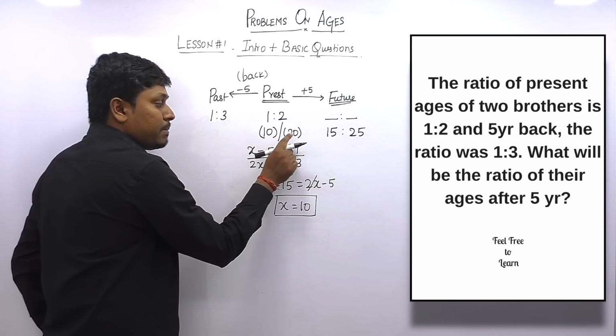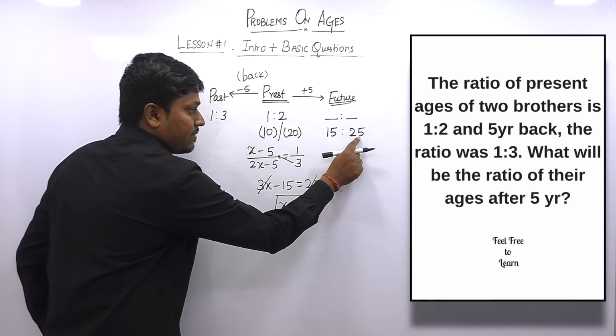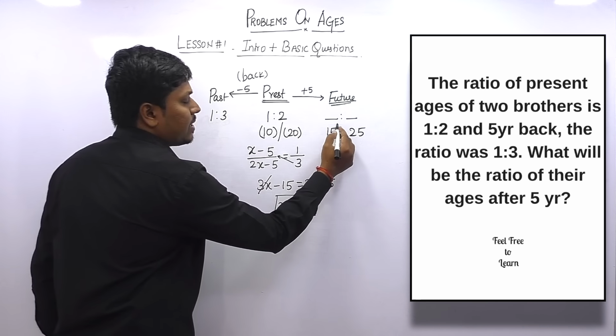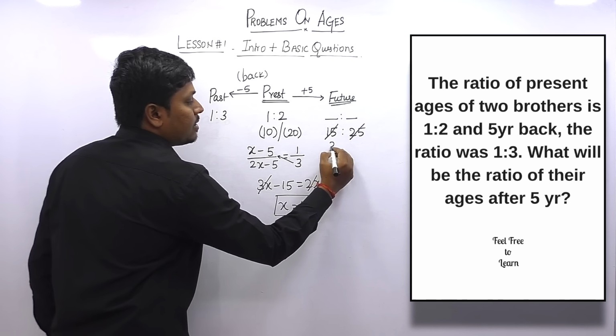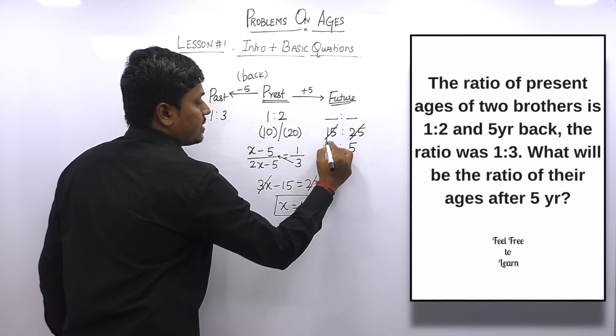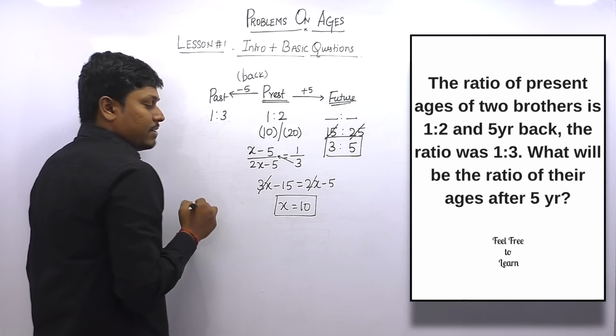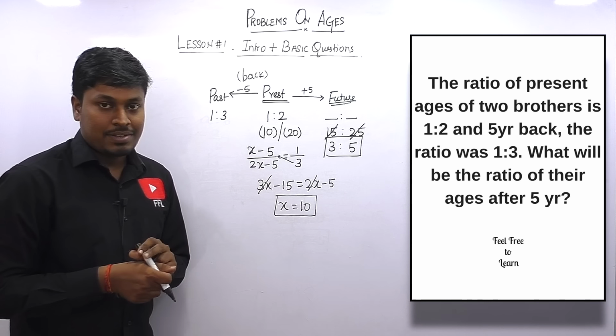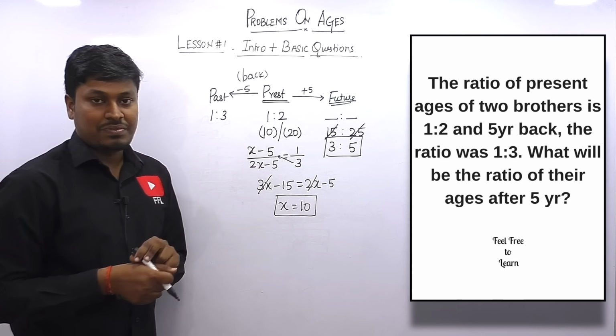Friends, got it? After 5 years, definitely this person's age will be 15. Similarly, the second brother's present age is 20, so after 5 years the second brother's age will be 25. Now our target is to find the ratio. I think we can cancel using the 5 table. So 5 3s are 15, 5 5s are 25. So after 5 years, the ratio of their ages will be 3:5. So the answer for this question is 3:5.